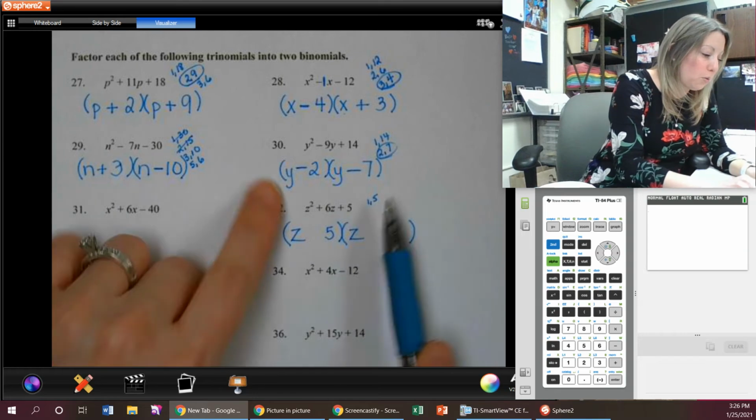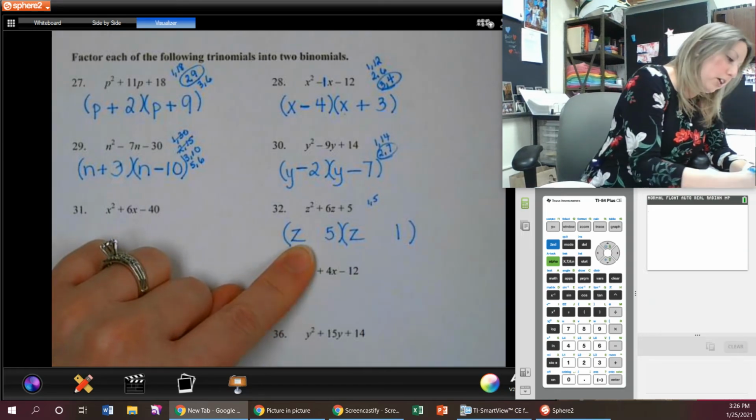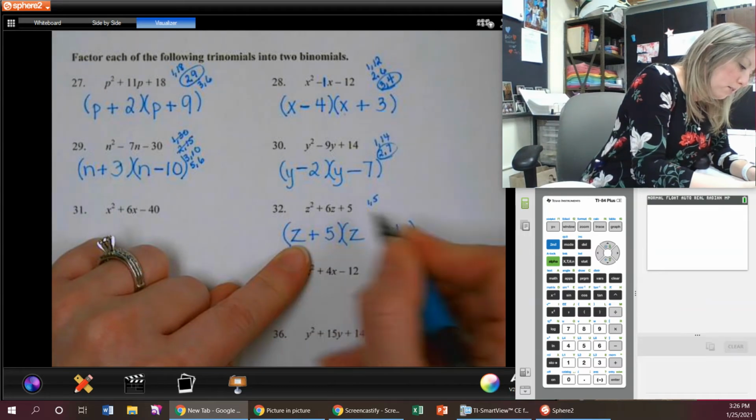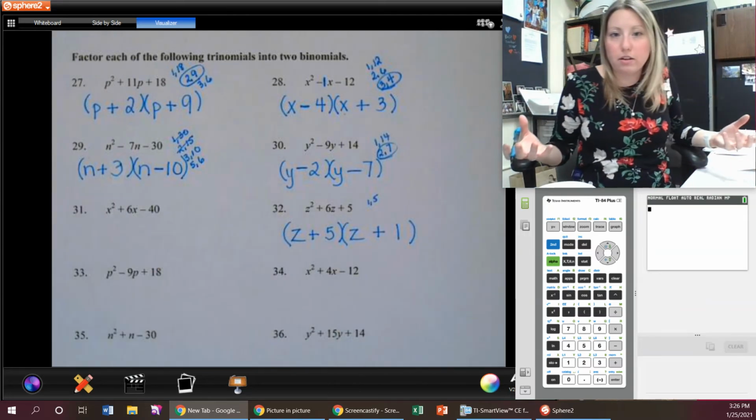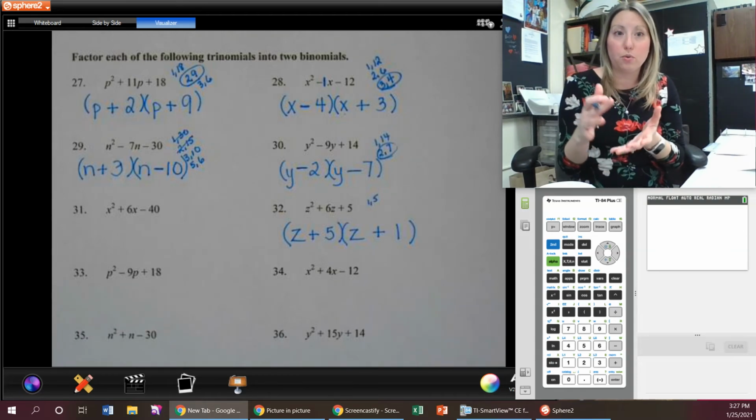Your only options are 1 and 5. What's the bigger factor? 5 has to have the same sign as the middle. And because your n number is positive, they both have the same sign. Okay, so really think about that stuff as you're going through.